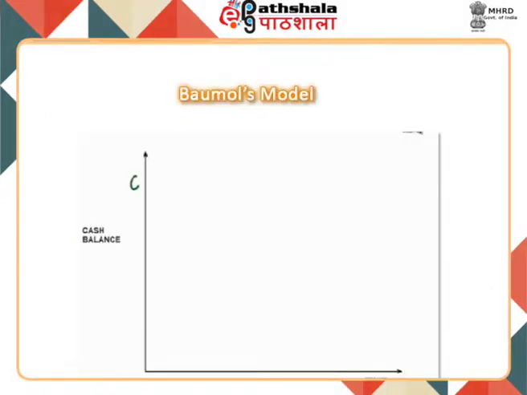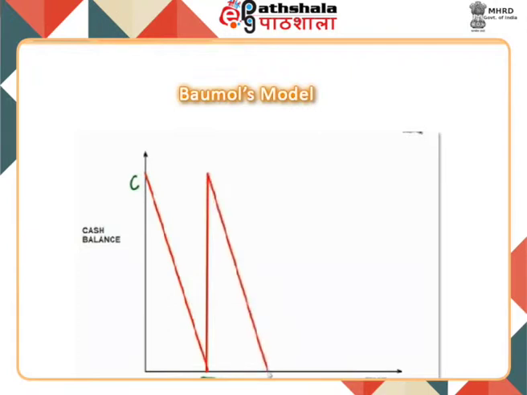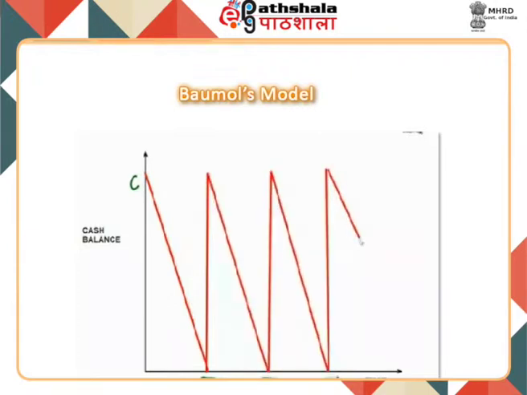Suppose a firm starts with a cash balance of C rupees. When the firm spends cash, its cash balance starts decreasing and reaches zero. The firm again gets back its money by selling marketable securities. As the cash balance decreases gradually, the average cash balance will be C by 2 as shown in the figure.